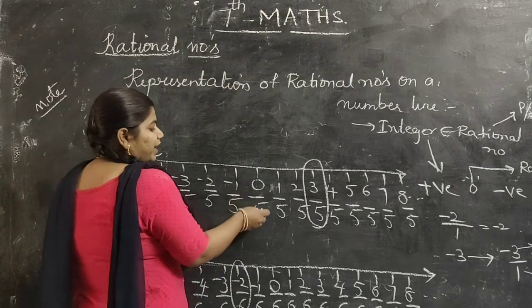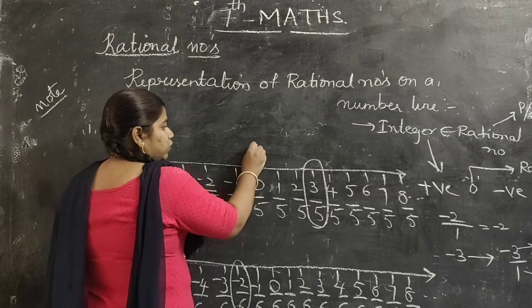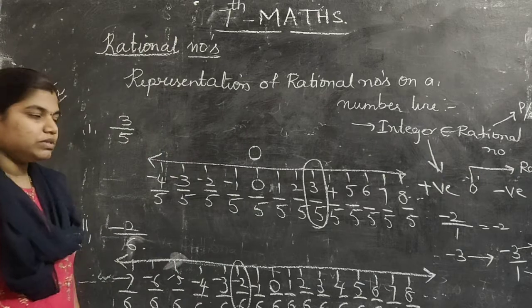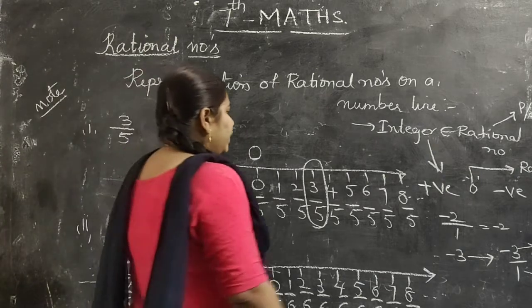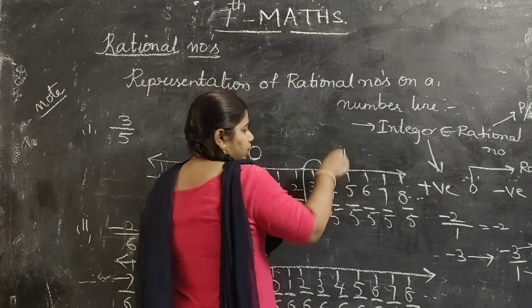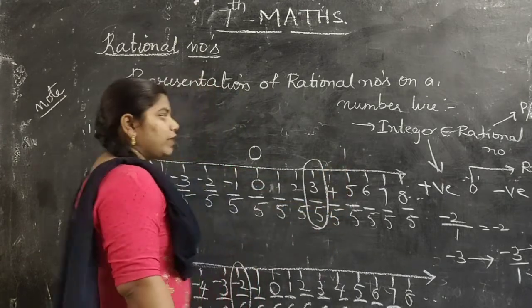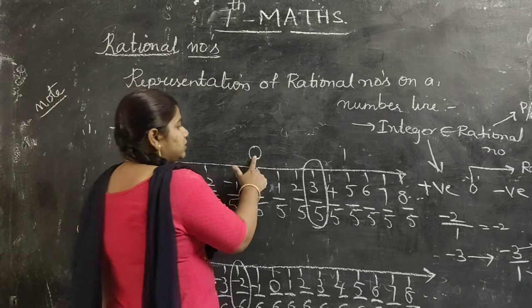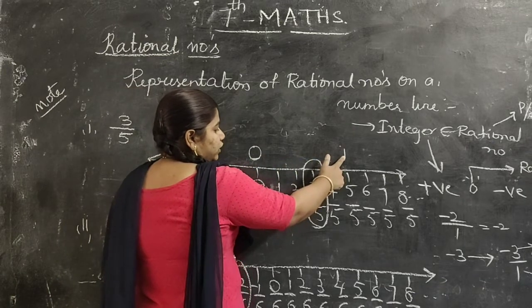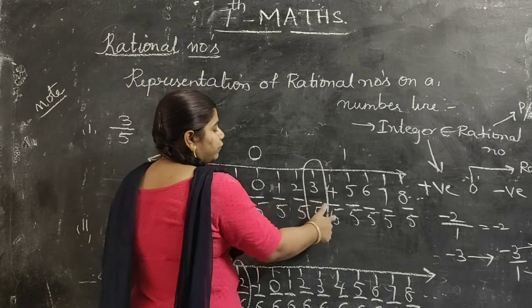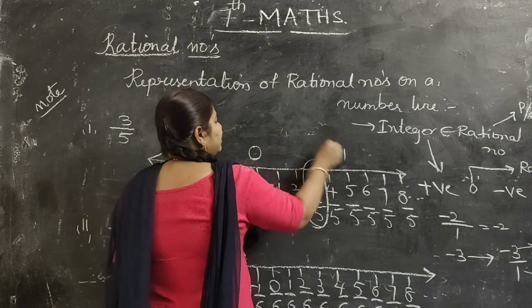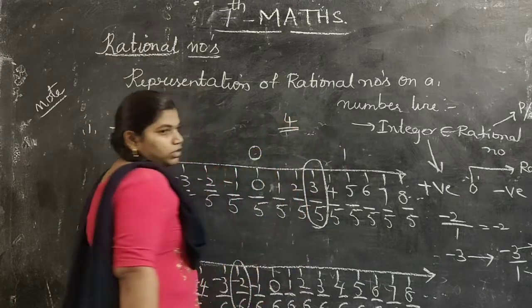Suppose here 0 by 5. 0 by 5 is nothing but 0. In the same way, here 5 by 5 is nothing but 1, since 5 ones are 5. So the quotient value will be 1 here. So between 0 and 1, how many rational numbers are you seeing? 1, 2, 3, 4. So in this case you are seeing only 4 rational numbers.